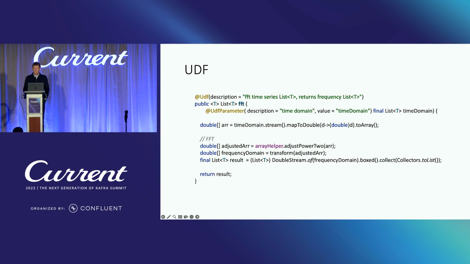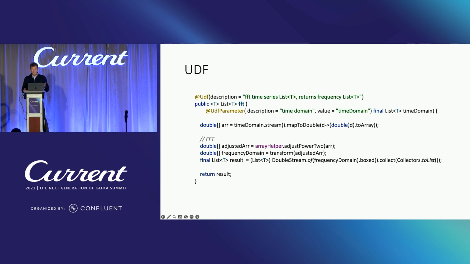And this is an example of how you do a user-defined function. You define the description of your function, and this is the API for defining your function. So you're passing a list as input, and you're getting output back.